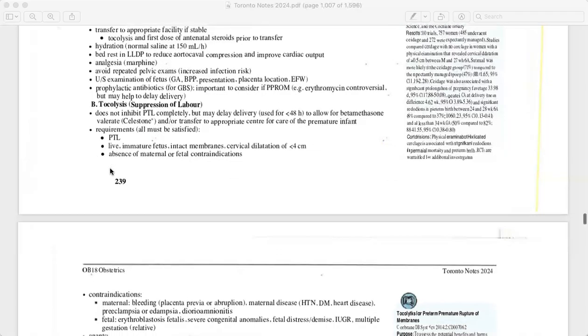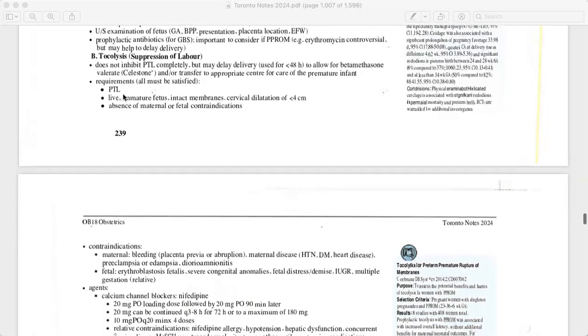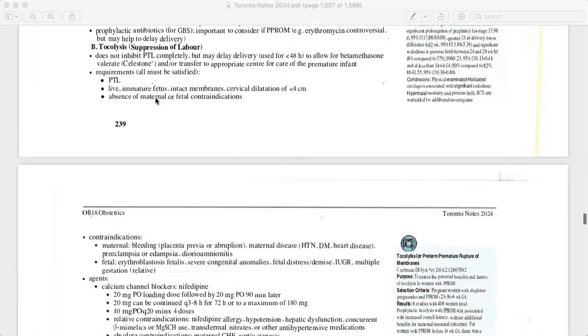And then requirement is preterm labor, live. So when are you going to do this one? Almost satisfied. Live and immature fetus. If the baby is dead or demise, then you are not going to do the tocolysis. Absence of the maternal and the fetal contraindication, then you are going to see what are the contraindications.